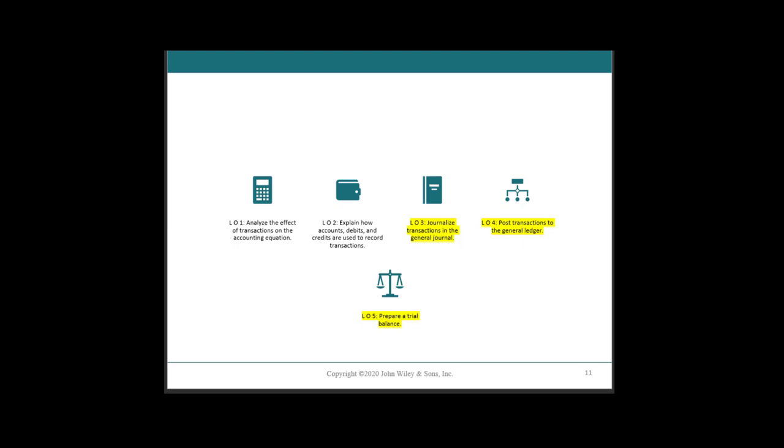Fancy seeing you here. All right, video number three of chapter three. In the past two videos, we looked at analyzing the effect of transactions and explaining if things increased or decreased and were perhaps in the debit or the credit column. The first video looked at some theory and application, and the second video was all application with one longer example. In this video, we're going to be looking at the next three learning objectives.